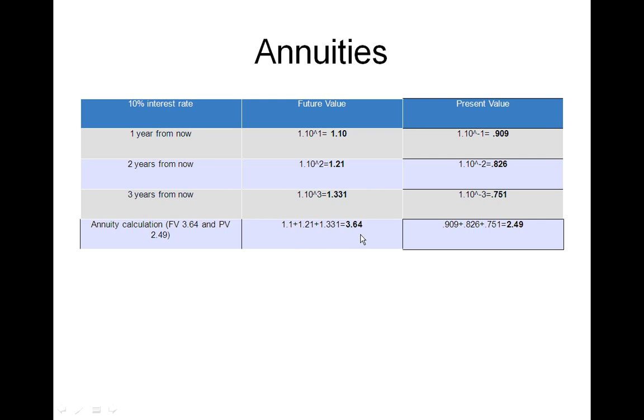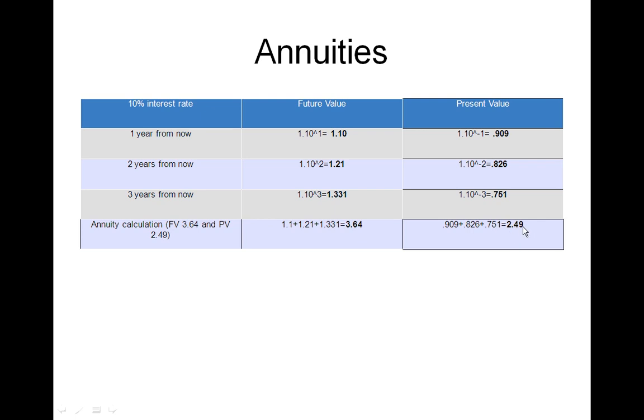The present value is the flip side. So I've taken the inverse of 1.10, which is 0.909, for all 3 years: 1 period, 2 periods, 3 periods. I've added those together, and that's given me the present value of an annuity. And this is assuming that we're getting even payments over the next 3 years.